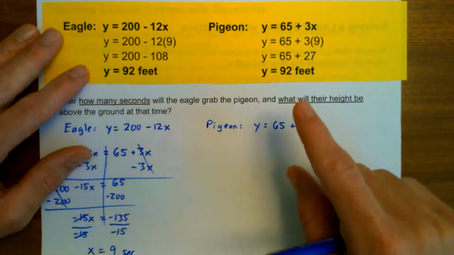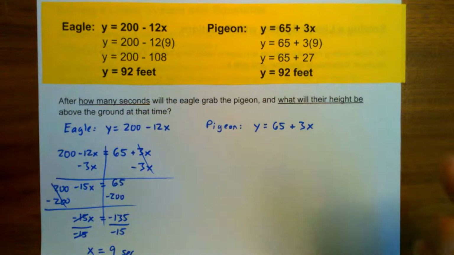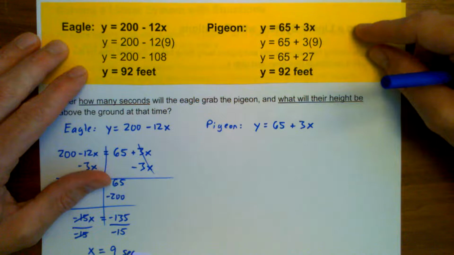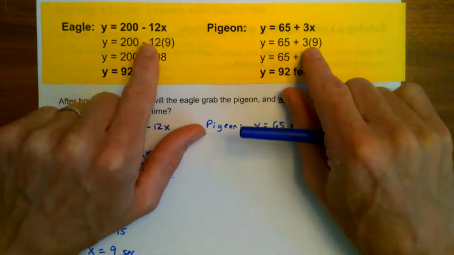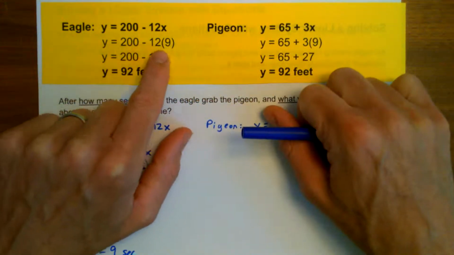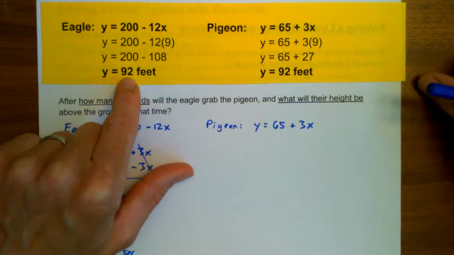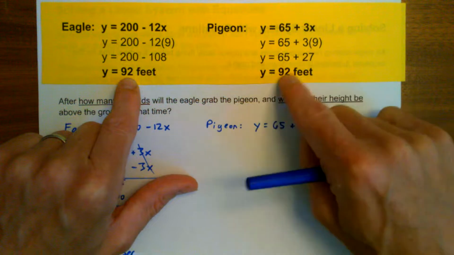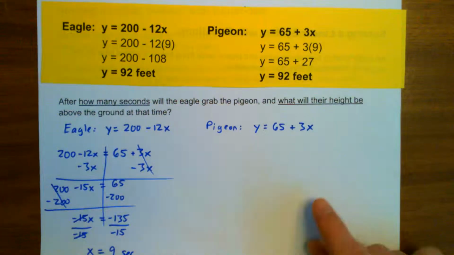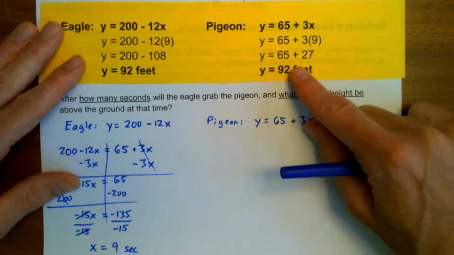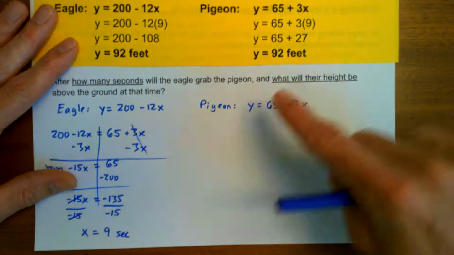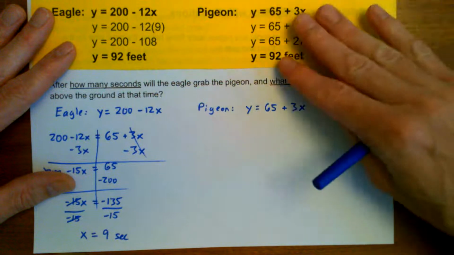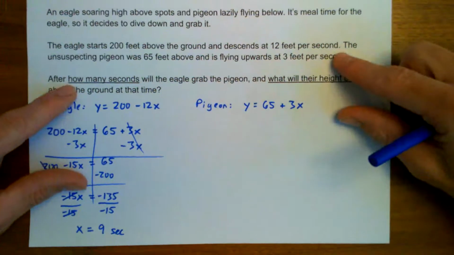You don't have to do it for both birds. You can just pick whichever one looks easier. To me, I probably would have done this one. These numbers are smaller and easier to deal with. But if I just multiply, and then here 200 minus 108 is 92. But here for the pigeon, 3 times 9 is 27, and 65 plus 27 is also 92. So now I know that these two birds will meet after 9 seconds of flying when they're both 92 feet above the ground. And there are your two solutions to this problem.